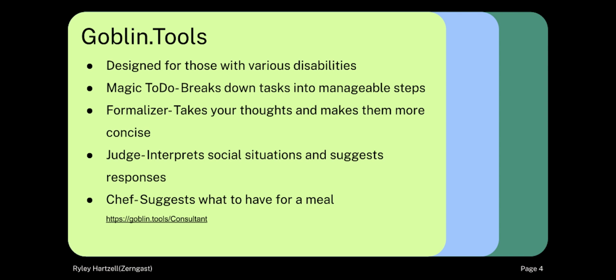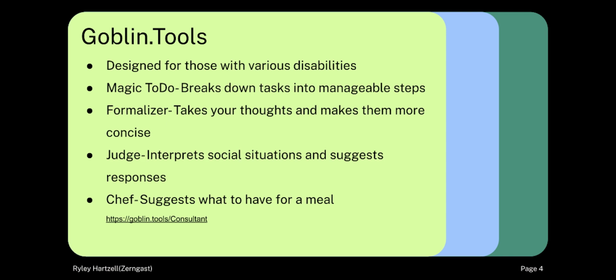So if social anxiety is a big issue, it can help students that struggle with that be more likely to reach out to their professors and respond and feel more comfortable interacting online. So Goblin Tools is just a website that I think is a great showcase of the many accommodations and modifications and just assistance that AI can offer people for online education.